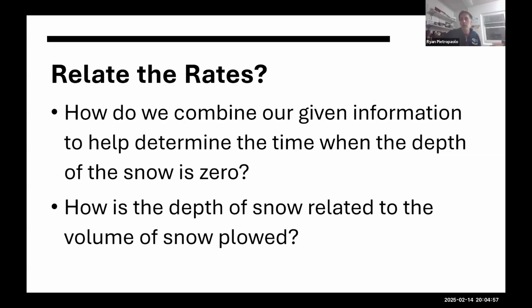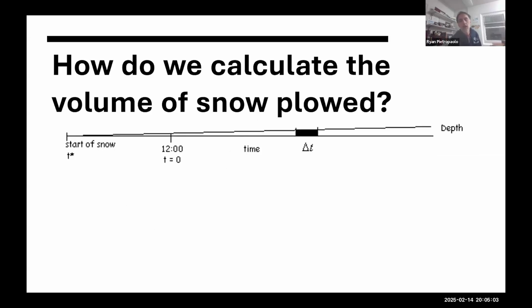And then here's the other thing: how do we relate the depth of the snow to the volume of snow plowed? And here's a little picture I think might help you. On the left here, that's a T star. I apologize for the font there, it's not great. T star is when the snow started falling, right? You can imagine that. Maybe it's 10 o'clock, maybe it's 9 o'clock, I'm not sure. At noon, that's our T equals 0. That's when the plow goes out. This big snow truck goes out and starts plowing.